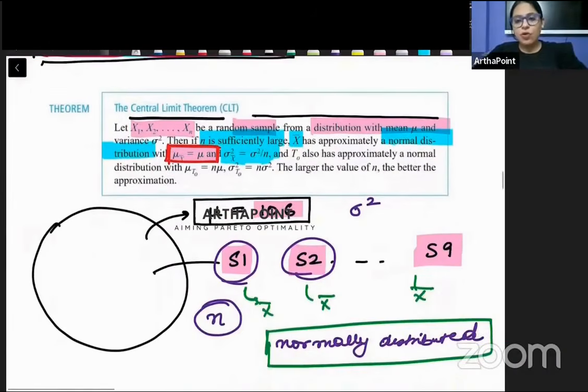Okay, beta. अब बहुत ही interesting portion है. Let's try to continue this. So this says, and T naught has approximately normal distribution with this and this.